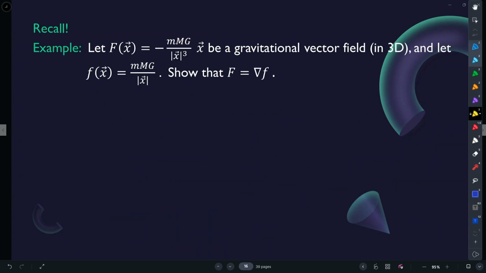Okay, going back to the previous lecture, remember that we actually proved this. We first derived that the vector field of a gravitational force is given by something like this. And then I calculated that if you take this little function f, the gradient of this function is this one. So that means that gravitational fields are conservative.